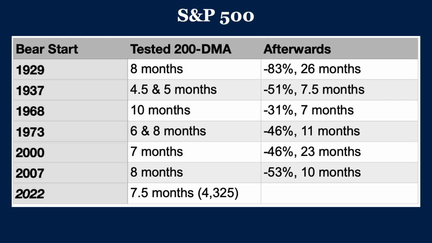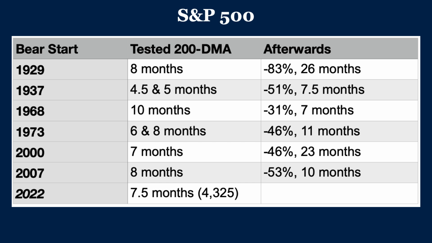The first column, again, these are the 6 nasty cyclical bears that were within secular bears. I think the median time of those 6 was around 7.5 months, the average 7.2 months. So the S&P, it was 7.5 months. It touched the 200-day at 43.25. Look what happened after those other bears tested the 200-day for the first time. Those are some real nasty declines.